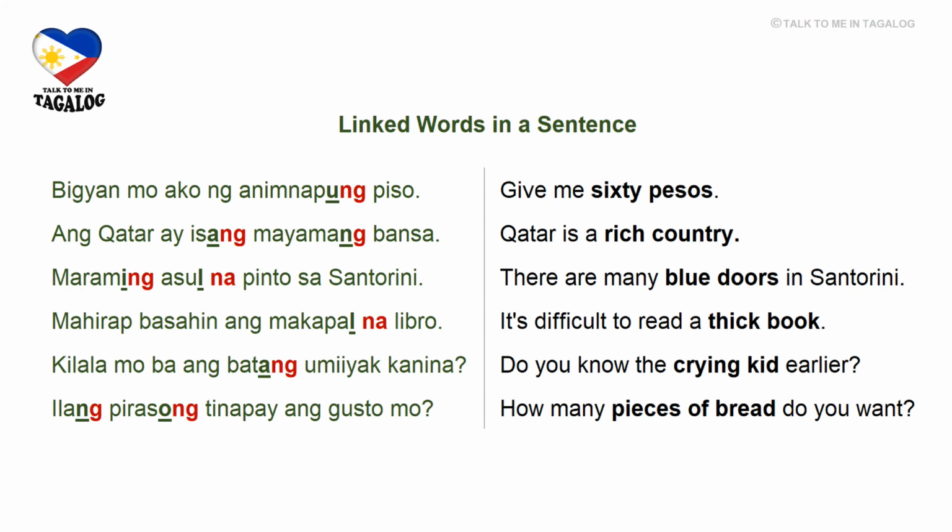Ang Qatar ay isang mayamang bansa. Isa is one. Mayaman is rich, and bansa means country. Ang Qatar ay isang mayamang bansa. Qatar is a rich country.